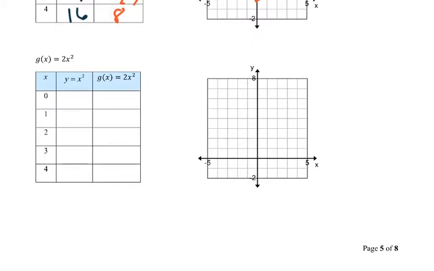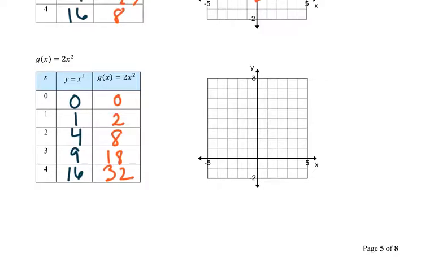So we have these values are the same, 0, 1, 4, 9, 16, and they get doubled. So 0 times 2 is still 0. 1 times 2 is 2. 4 times 2 is 8. 9 times 2 is 18. And 16 times 2 is 32. Those got really big really quickly.